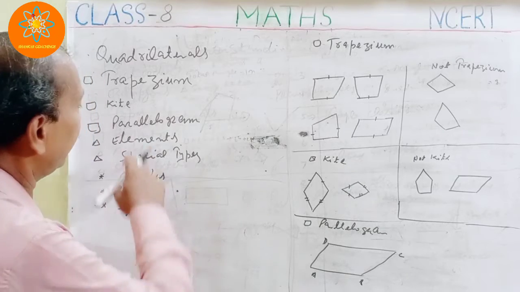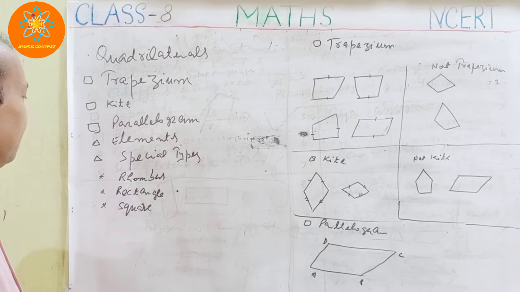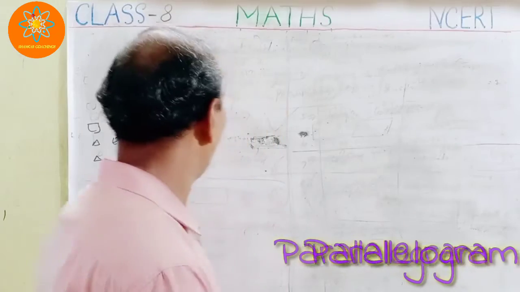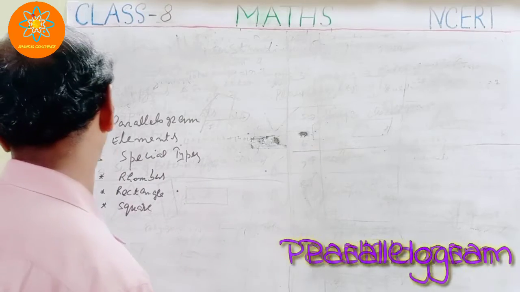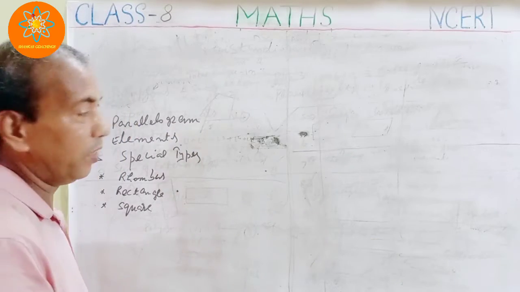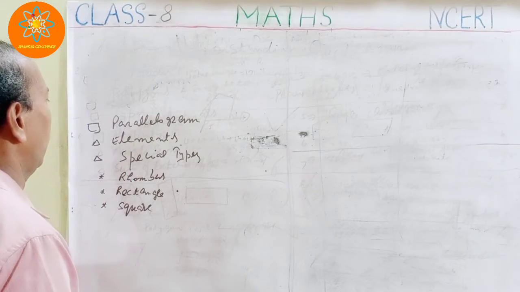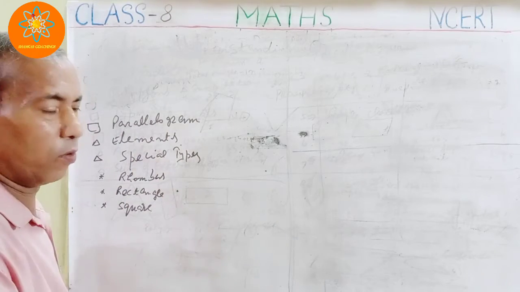So now we will discuss the parallelogram. First of all, I will discuss the elements, and then I will discuss its special types, like the rhombus, rectangle, and square. Now, the next quadrilateral is the parallelogram. This parallelogram we will discuss in detail. In detail means what the elements of the parallelogram are and what the special types of this parallelogram are.